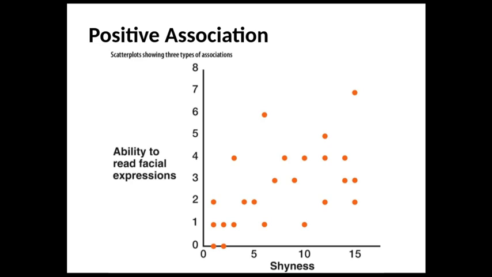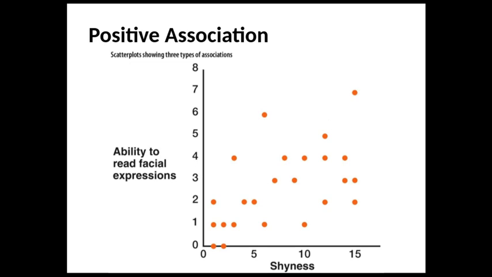It could be the same. A positive association doesn't just mean as one goes up, the other goes up. It could be as one goes down, the other goes down. You're still going to see this trend in the same way of an upward slope. So what do I mean by that? It just means that the two variables are going in the same direction. So shyness and ability to read facial expressions are both going up.